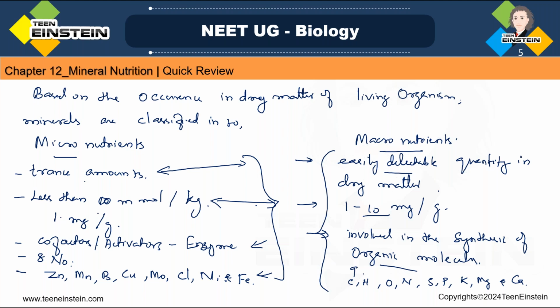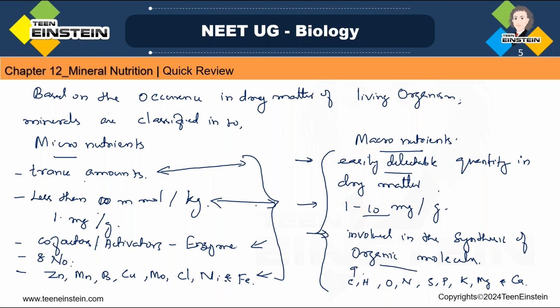Then the quantity which is present. Okay, micro means it will be less. You should remember in that way, that maximum up to 1 mg it will be present, but 1 to 10 mg will be present in macronutrients. And how it is working: micronutrients will work as activators or cofactors for enzyme, and in the case of macronutrients, they are involved in the synthesis of organic molecules, right?